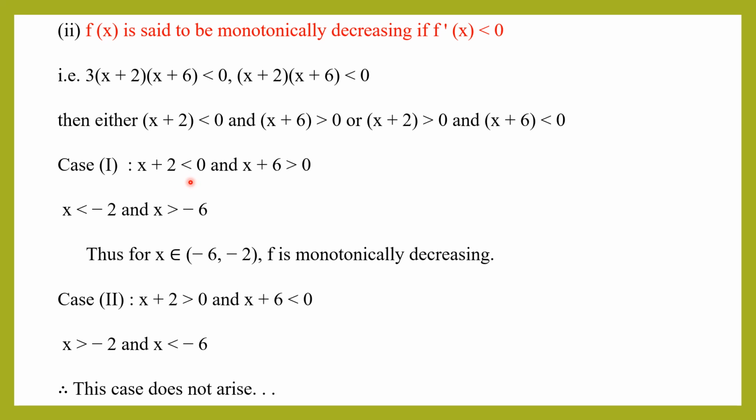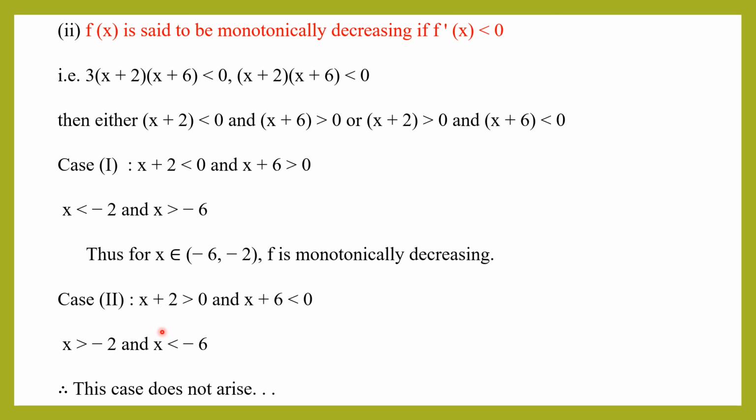Case first, x plus 2 less than 0 and x plus 6 greater than 0. From the first condition we get x less than minus 2, and from the second condition x greater than minus 6. Thus, for x greater than minus 6 and less than minus 2, we take the interval x belongs to minus 6 to minus 2, f is monotonically decreasing.